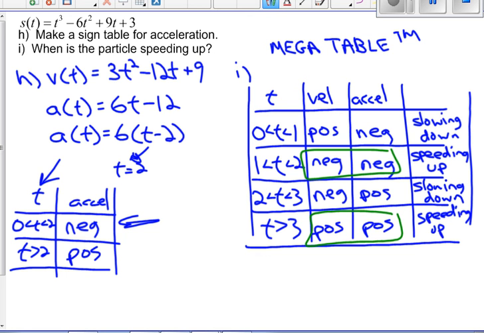So when are we speeding up, if we actually want to answer the question? That's going on from time is 1 to 2, and when time is greater than 3.